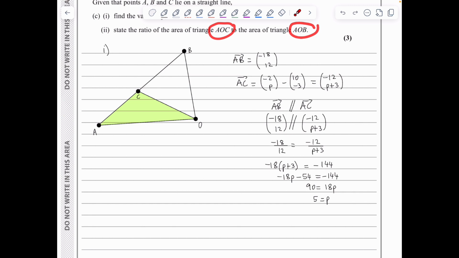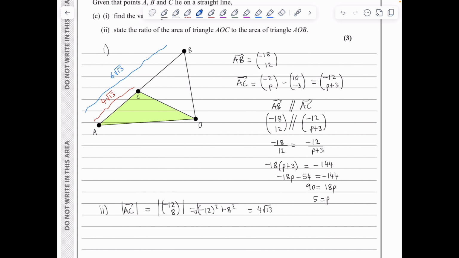Now to find the ratio of the area of the triangle AOC to the area of the triangle AOB, we will start by finding the magnitude of the vector AC. It was negative 12, P plus 3, and P was found to be 5. So for the magnitude of the vector AC, we will be doing the magnitude of the vector negative 12, 8. So it's going to be negative 12 squared plus 8 squared and all square rooted, which gives an answer of 4 root 13.